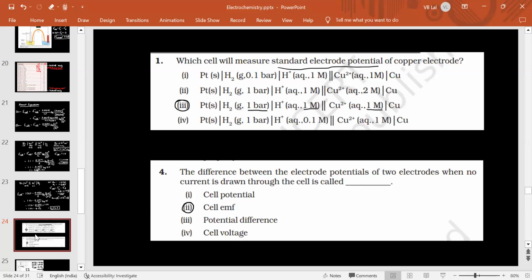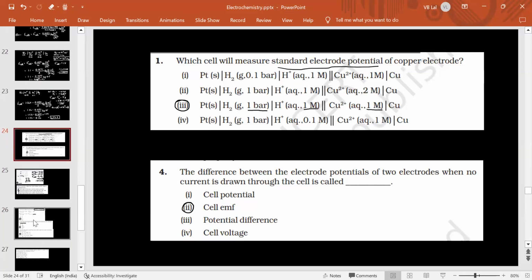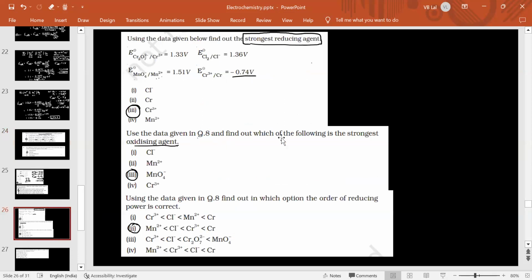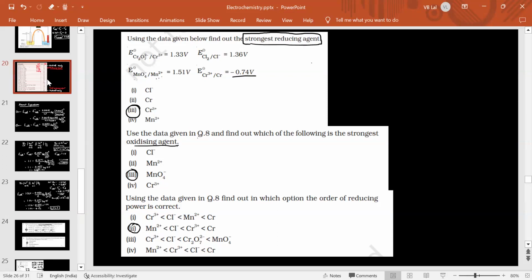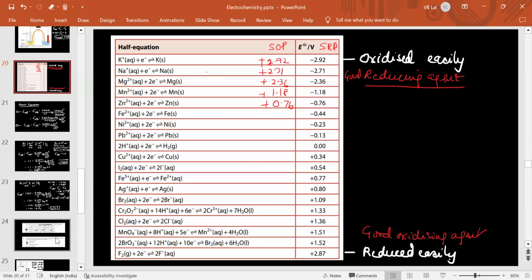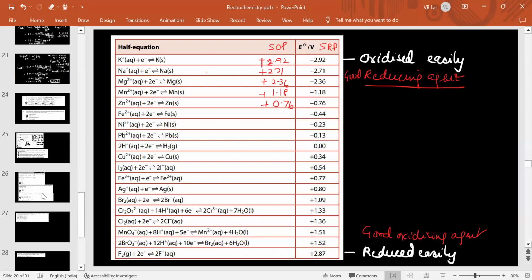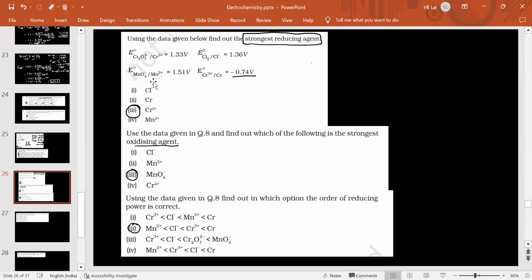Is there something else which I am not considering here? Right. So if I look at oxidizing, if I have to look at the data, which is the strongest oxidizing agent? The strongest oxidizing agent is the one which has the highest reduction potential, isn't it? So which one is having the highest reduction potential? MnO4 has the highest reduction potential. So here MnO4, this is correct.